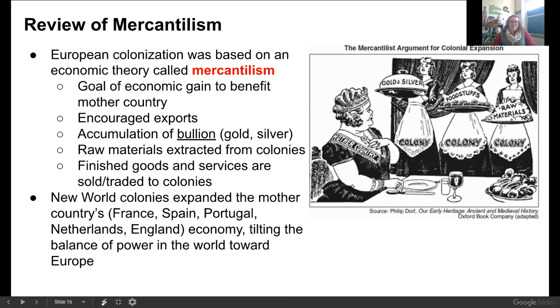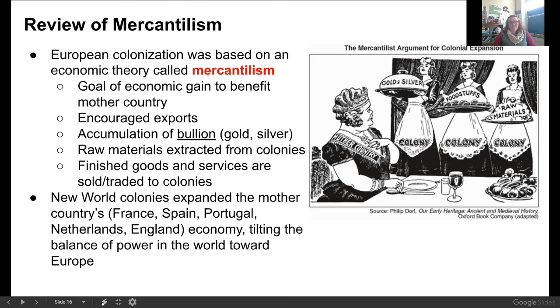So mercantilism, if you don't remember what mercantilism is, the European colonization was based purely on the economic theory of mercantilism. The goal was to have economic gain that benefited the mother country. They encouraged exports, so nothing was accumulated here. It was all sent back, produced, and then we bought it back. And there was an abundance of bullion, so an abundance of gold and silver that was sent back to the mother country. The raw materials were extracted from the colonies, and the finished goods and services are then sold or traded back to the colonies once they have been manufactured.